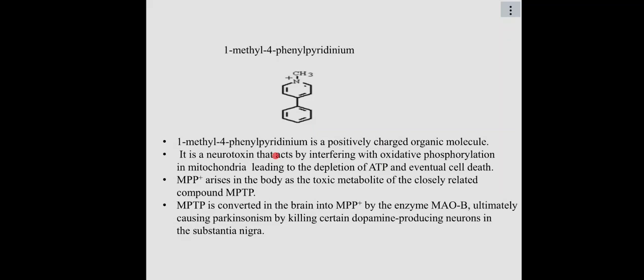It's a positively charged organic molecule. It is a neurotoxin that acts by interfering with oxidative phosphorylation in mitochondria, leading to the depletion of ATP and eventually cell death. The MPP plus, 1-methyl-4-phenylpyridinium, pyridinium has a positive charge, arises in the body as a toxic metabolite of the closely related compound MPTP, which we have just discussed. It is converted in the brain to MPP plus by the enzyme monoamine oxidase B, ultimately causing Parkinsonism by killing certain dopamine-producing neurons in the substantia nigra.